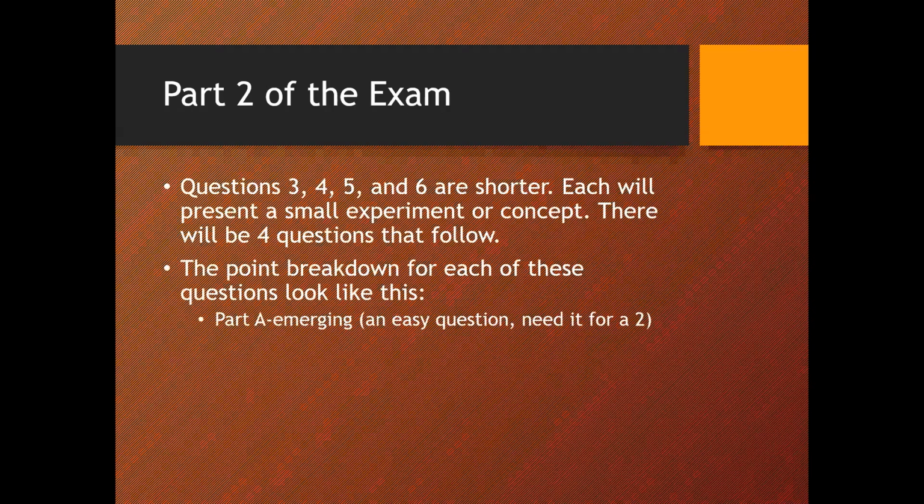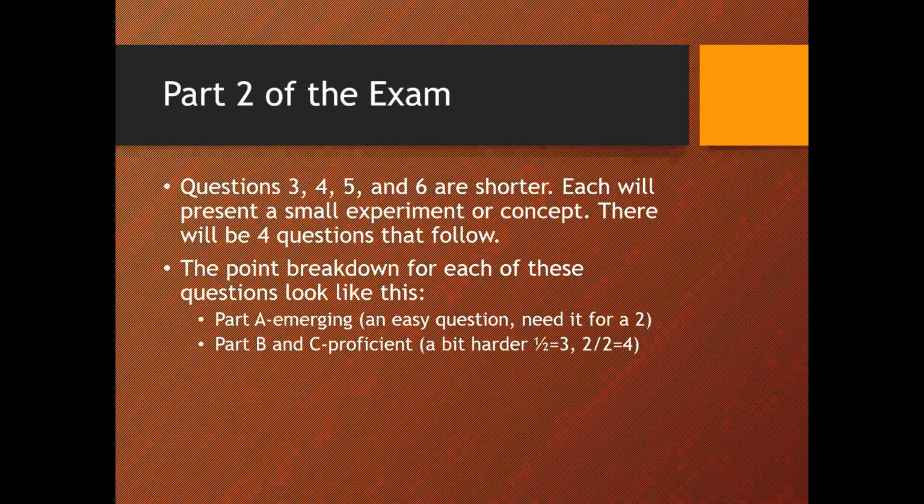So they call the part A in questions 3, 4, 5, and 6 emerging. You would need to get all the part A points just to pass the exam, which I know is not a goal for people here. So the part B and C questions are called proficient questions. They're a bit harder, and you're going to need to get both of those right if your goal is a 4.